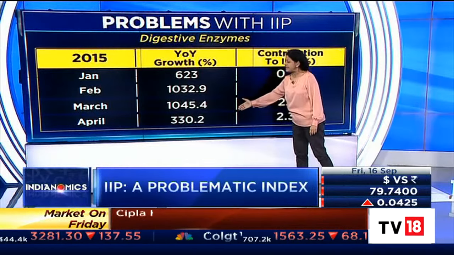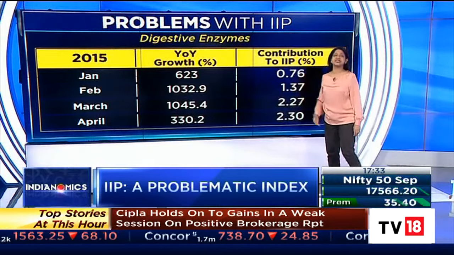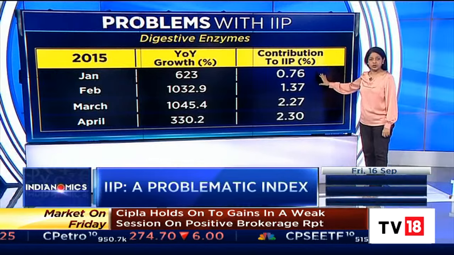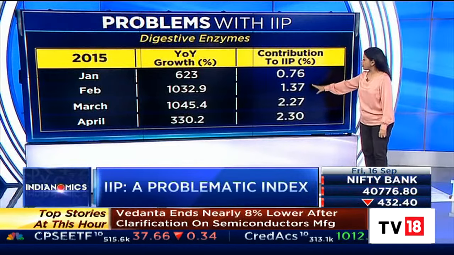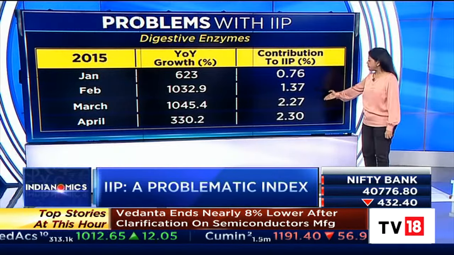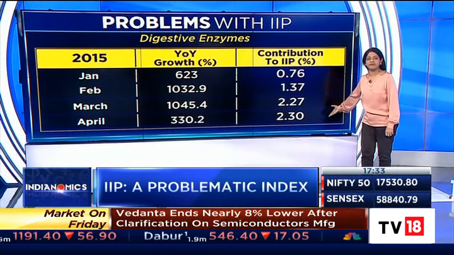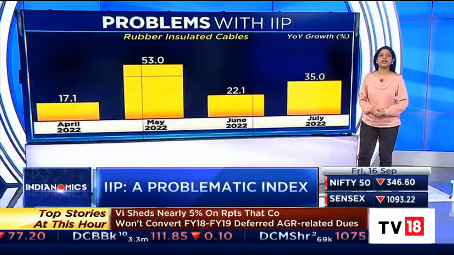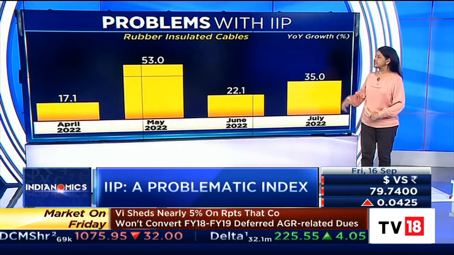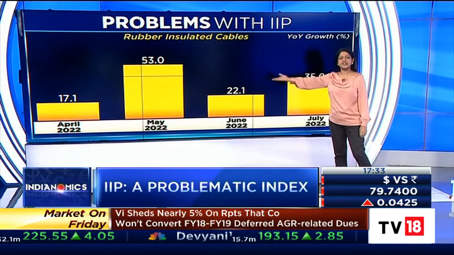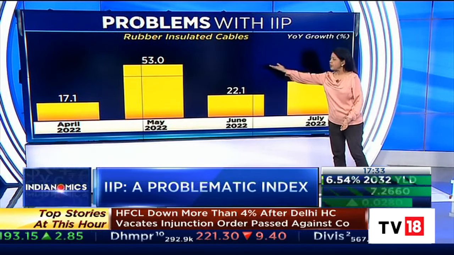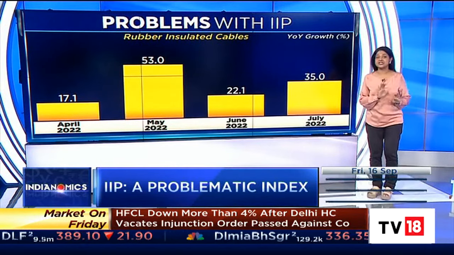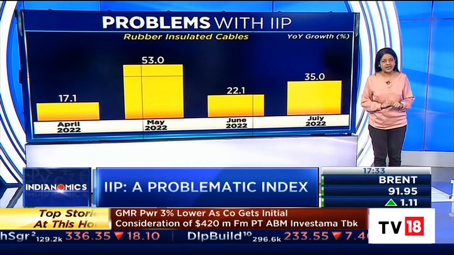In the year 2015, the item has shown over 1,000% levels of growth in practically every month. And although its weight is just 0.22, its contribution to IIP has often gone to between 1 and 2.5% in some months. Let me take a closer time, not 2015. If you take 2022, an item, rubber insulated cables, is showing growth at 53 and 35%. Of course, the saving grace is it has not moved the IIP much because it has very little weight.